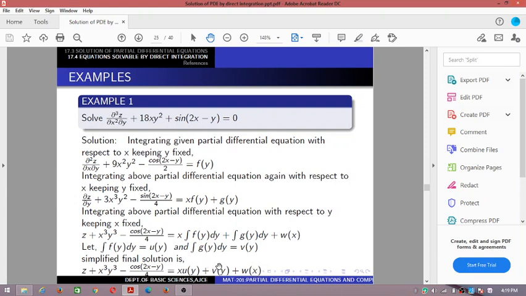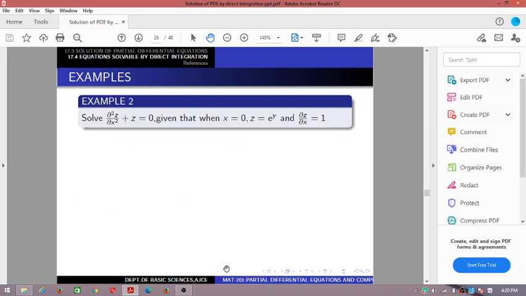If we observe that, we can see that the corresponding partial differential equation was of order 3, and it has 3 arbitrary functions in the solution. Let us have another example.